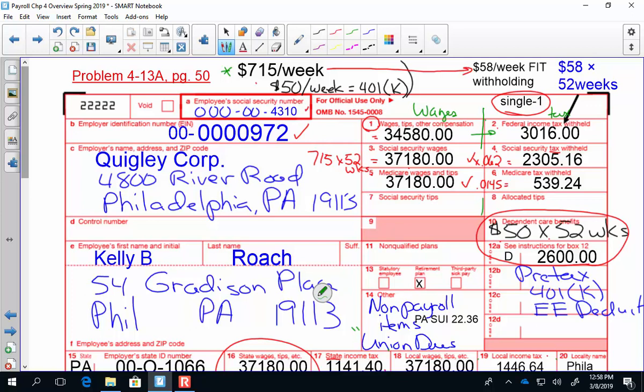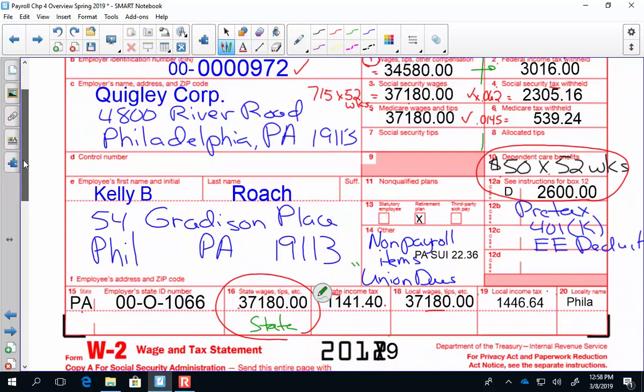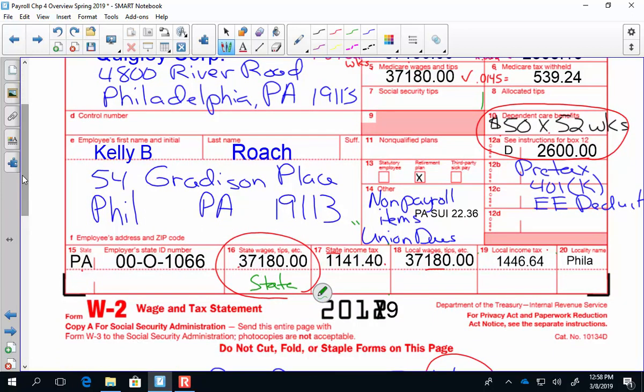The only time box 3 and 5 would be different is if some individual got over the $128,400 of gross wages for the year. Remember, that's the Social Security wage cap that we learned about in Chapter 3. But anyway, once we have those numbers, we can multiply by the individual rates for Medicare and Social Security to get the tax on the right side in boxes 4 and 6. I already mentioned the pension is a pre-tax of $2,600.